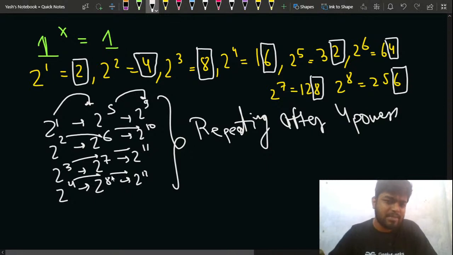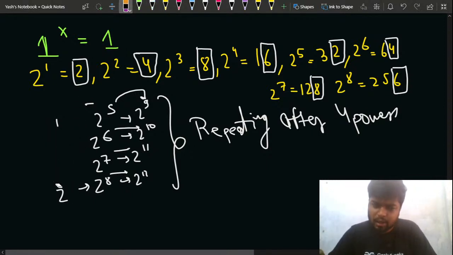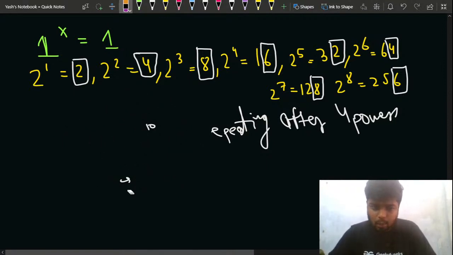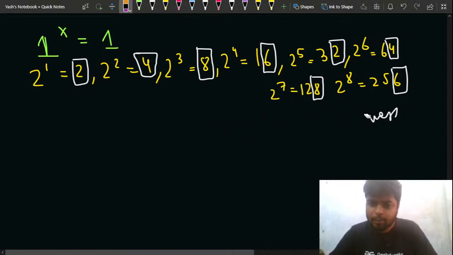Now the question comes: is this valid for everyone? So let us quickly have a look at the other numbers as well, and see whether we are getting the same cycle everywhere or not. Because notice, you cannot do it using any other approach. You have to find a pattern for this.